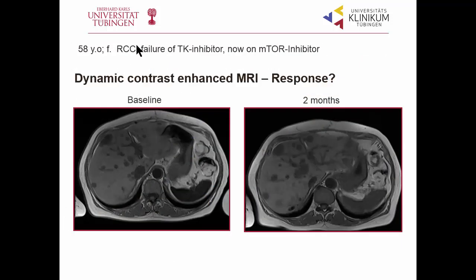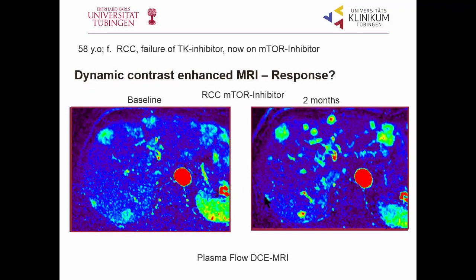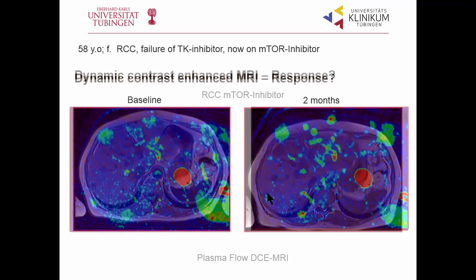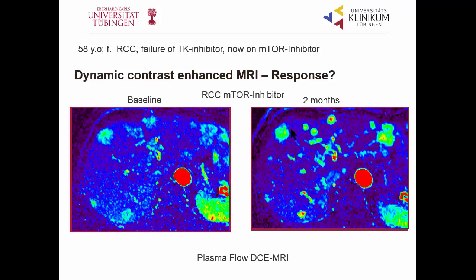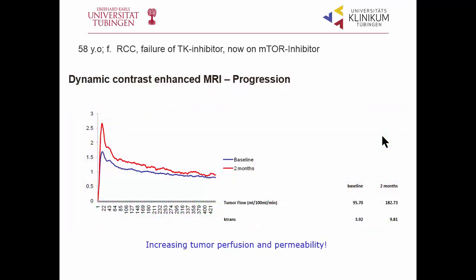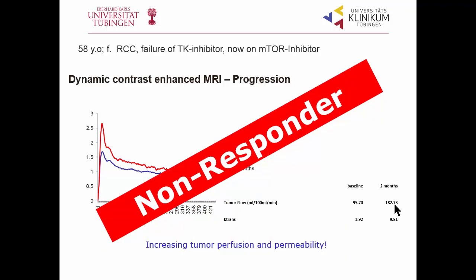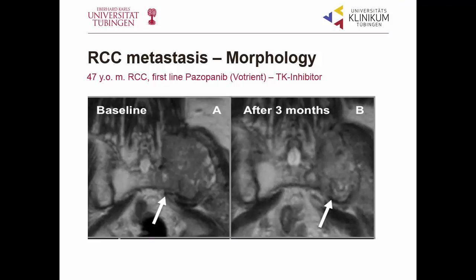And this is another patient with metastasized renal cell carcinoma, a metastasis in the liver after 2 months. You can see that there's a somewhat increased metastasis size, and we can see that the perfusion also increases in those metastases. And this gives us an additional parameter to assess the progression of this tumor. We can see here this increase in perfusion, increase in tumor flow, and this patient can be classified as a non-responder.